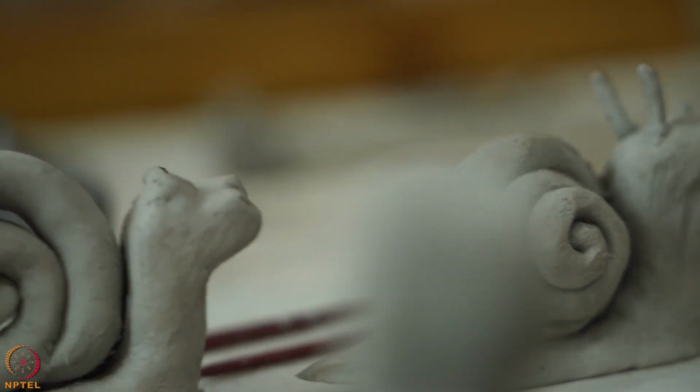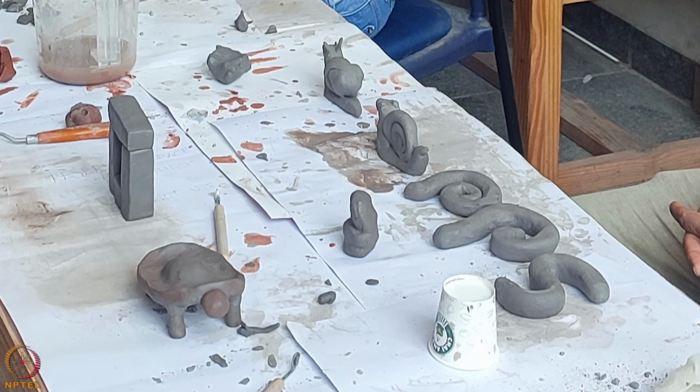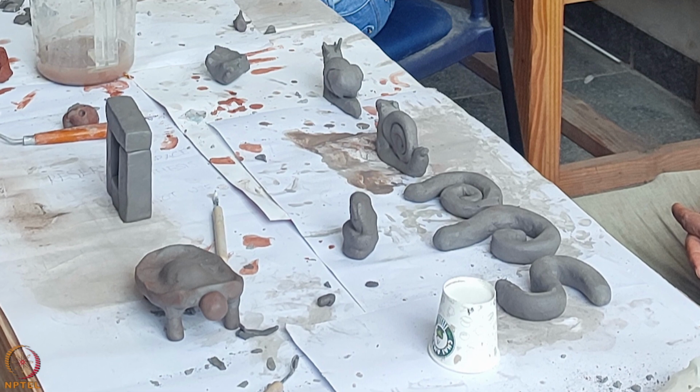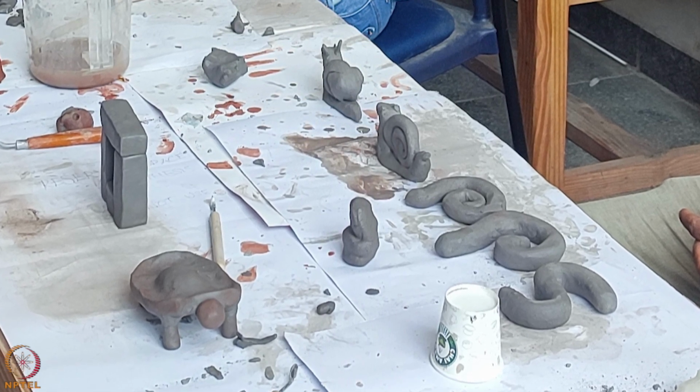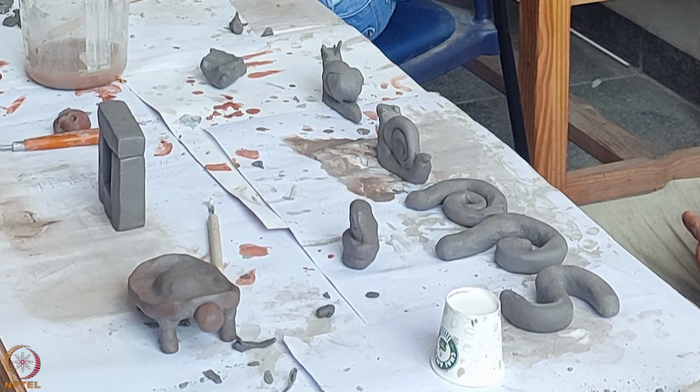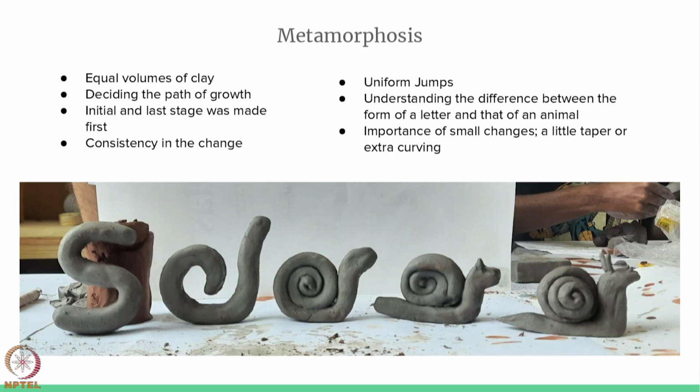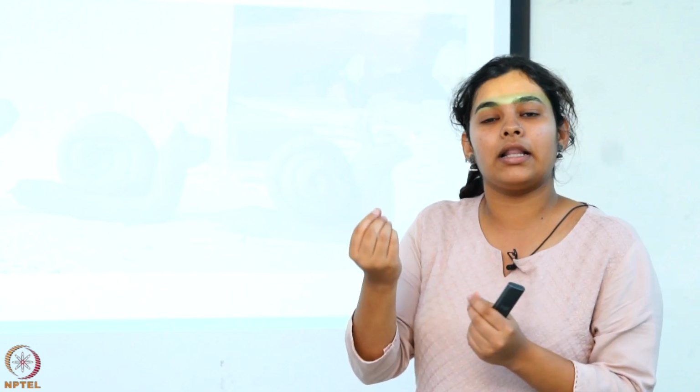So the main thing that I had to focus on was the consistency in the change, and the jumps should be uniform. So I made the S first, and I made the final snail, and then I made the middle part, and then I tried to establish the jumps in between the second and the fourth stage. And I understood the importance of small changes that we make, for example, adding a small curve here or a small tapering end that shows the eyes. So a little change in the curve or a little extra bend goes a long way, and it shows how a form is converting and changing and transforming.